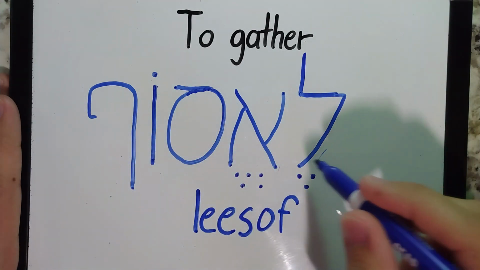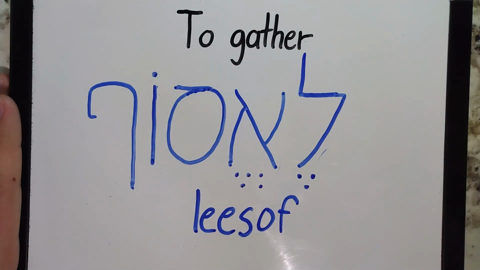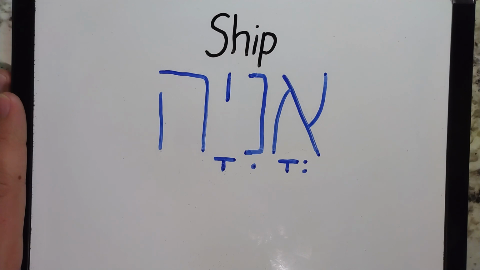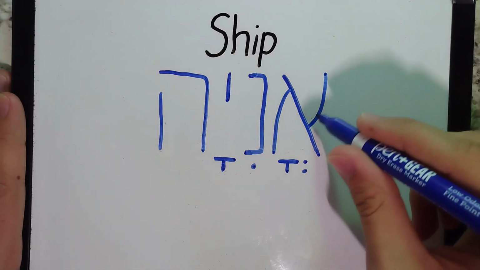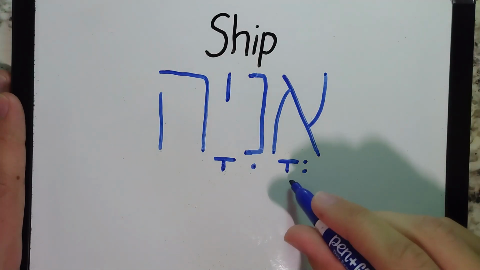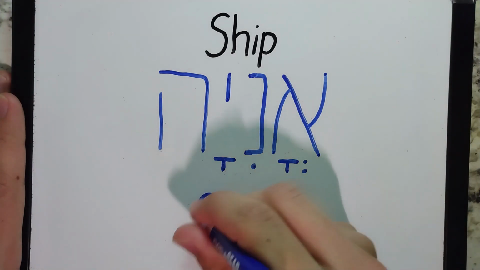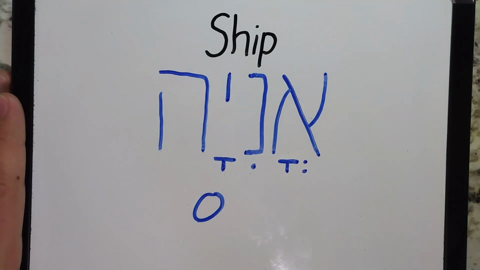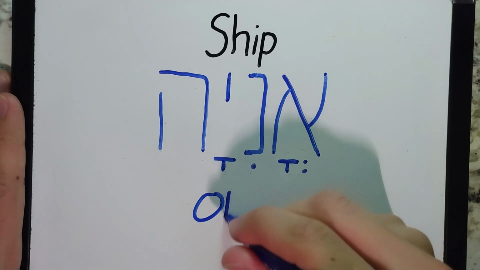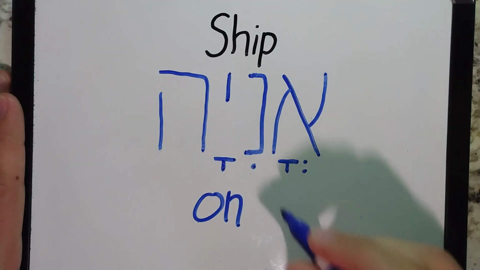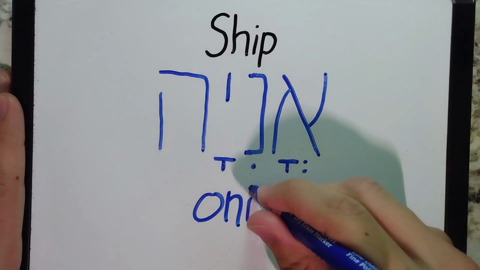Le'esof. Le'esof, together. Next up is the Hebrew word for ship or boat. This word starts with a silent aleph. Under the aleph is a kamatz shva, which makes a shortened o sound. Next is a letter nun, which says n, and under the nun is a hirik, which says e.